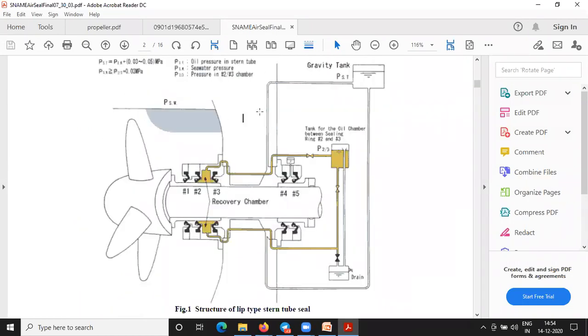Okay sir, we were at why there is no pump in the line and why it is a gravity tank. Did you understand the purpose? Yes, sir.